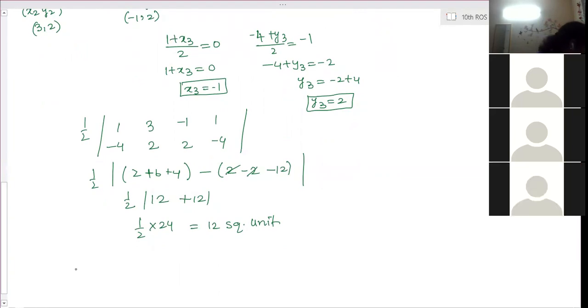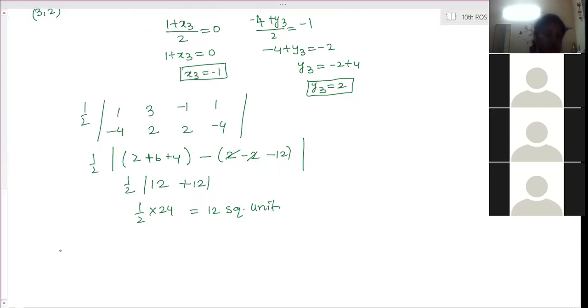Ma'am, I got minus 12 and minus 12. Okay, fine. Minus 12. Is that the number right? The same sequence you have taken? No, ma'am, a different sequence. Fine, that's not a problem. That's the reason the absolute sign is kept there. Yes, ma'am. You can start from any position.